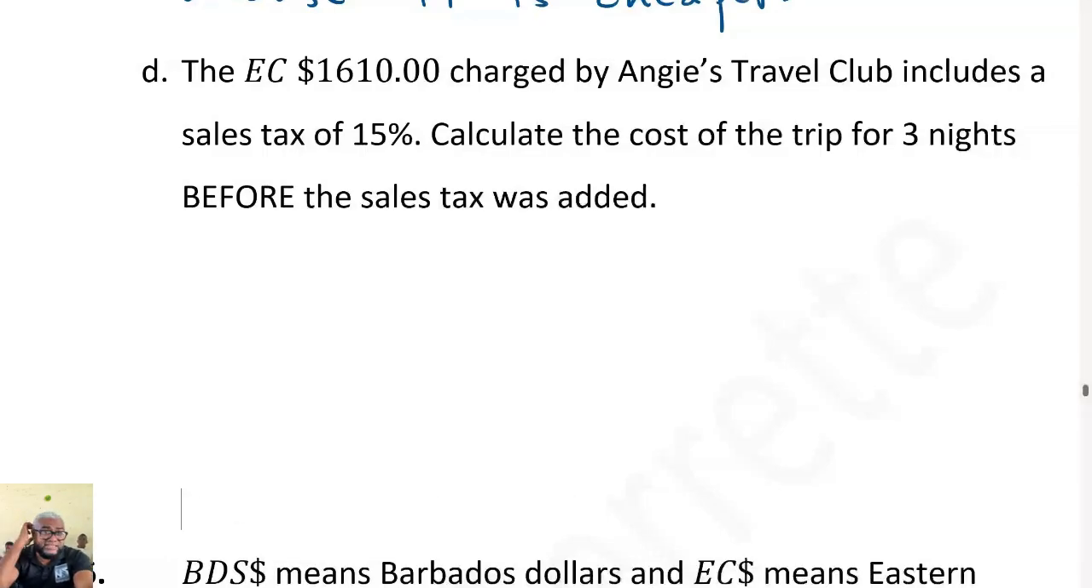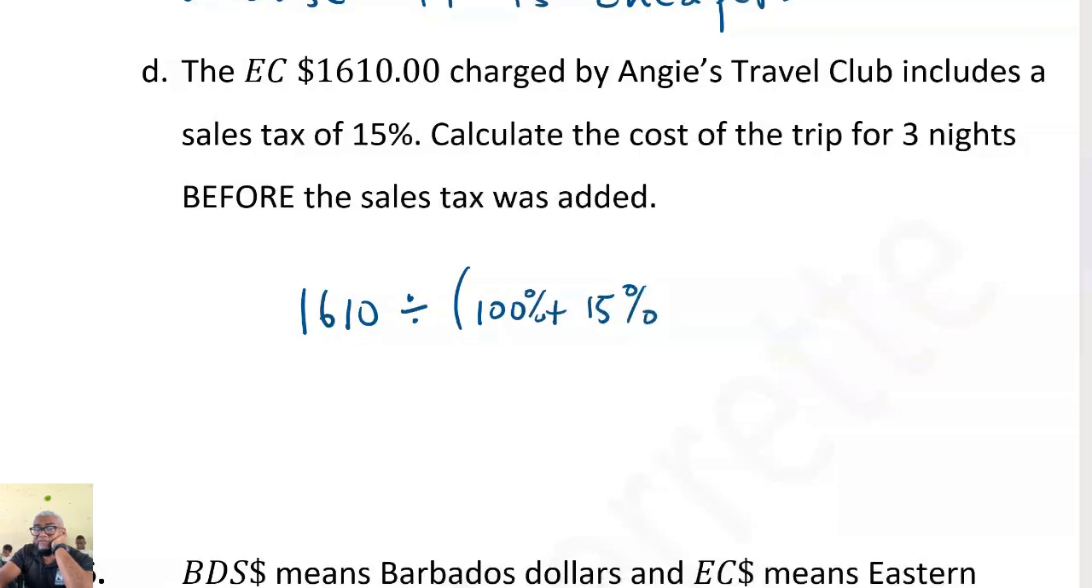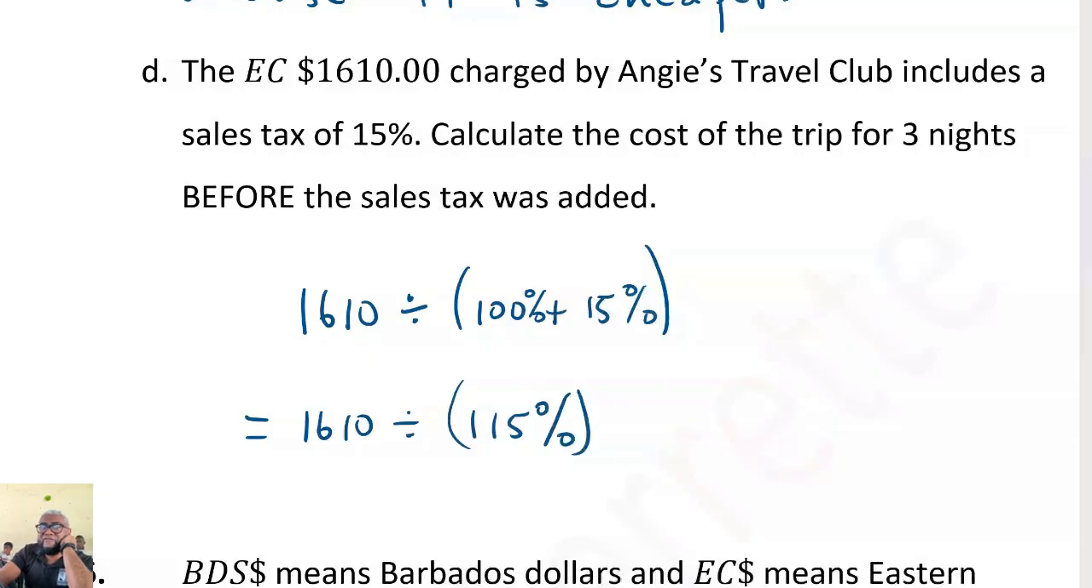right? And this 1610 includes a sales tax of 15%. Calculate the cost of the trip for 3 nights before sales tax is added. So anytime you want to get back the cost for anything before tax, you need to divide by 100%, which is the original amount, plus the 15%. It's already included. You know what this will be equal to? 1610 divided by 115%.